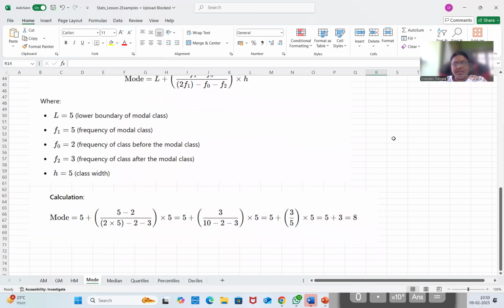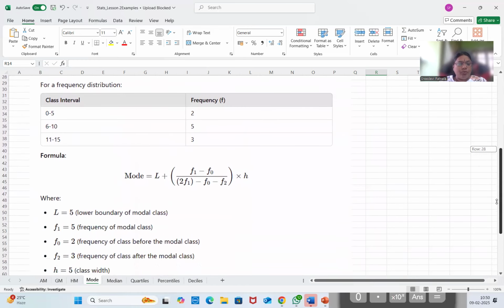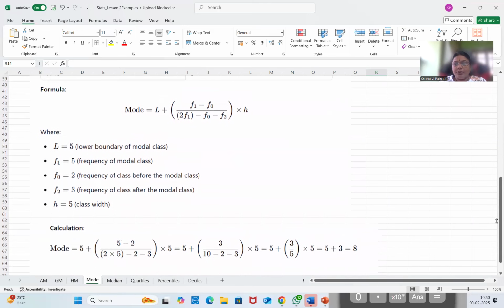It is very easy to apply 2 into F1. F1 is your 5. 2 5s are 10. 10 minus 2 minus 3. So 10 minus 5 becomes 5. 5 plus 3 by 5 becomes 8. Total becomes the value 8. Okay, mode, hopefully you understood.